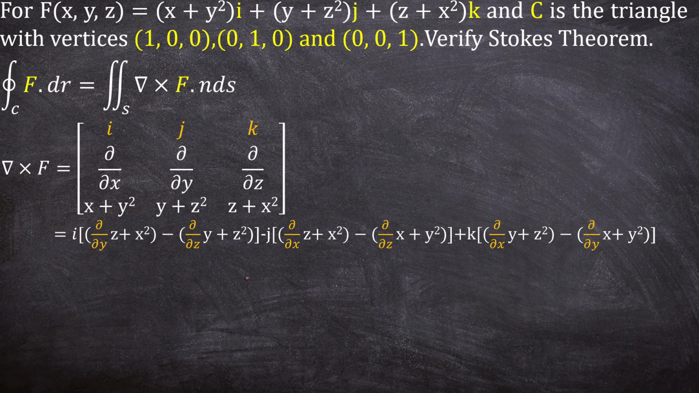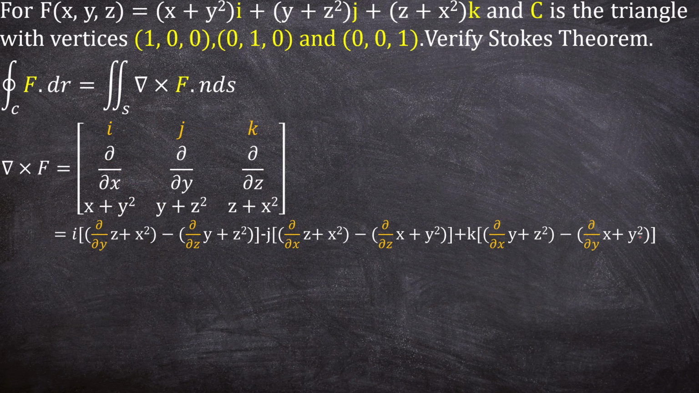And for j, we have put a negative right here. Always put a negative, and we're going to close this row, this column, and this row, right? Okay, so now we're going to say partial x of z plus x squared, minus partial z of x plus y squared, right? So that's what we've written here. And for k, it's going to be positive, right? And we're going to close this column and this row, right? So we're going to say partial x of y plus z squared minus partial y of x plus y squared, right?